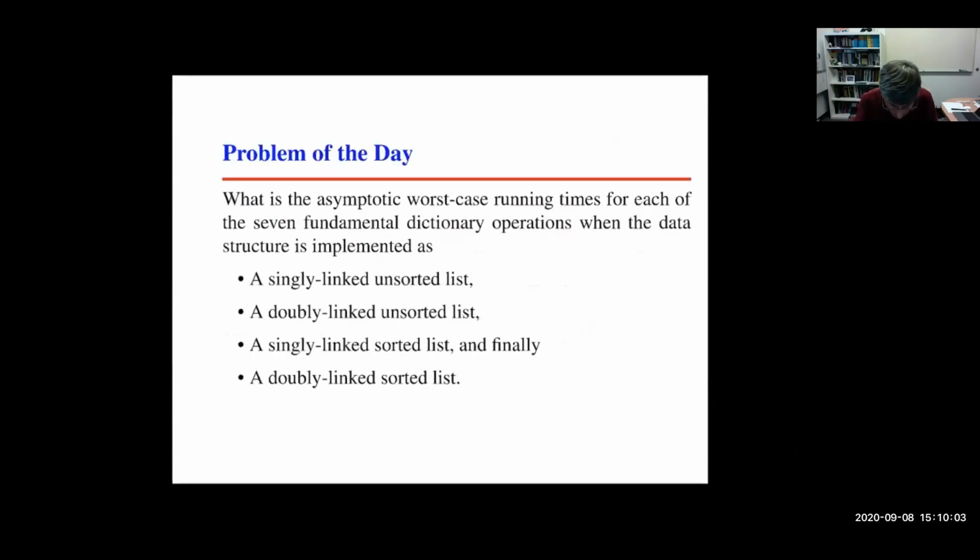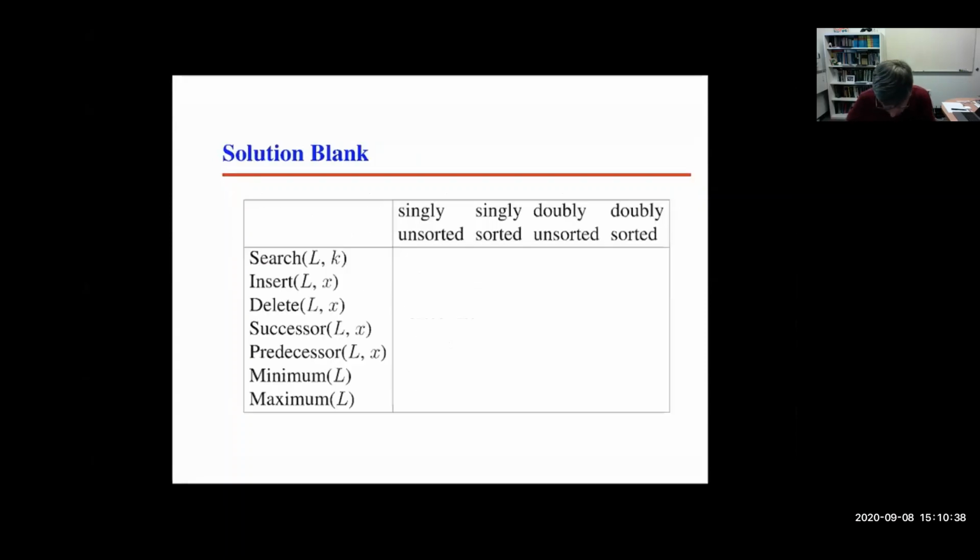Okay, now what is the problem of the day? Problem of the day says I want an implementation of those 7 dictionary operations. I don't know if it was 7 or 6, something like that, number of dictionary operations. But I want to use as my underlying data structure either a doubly linked or singly linked list that's kept unsorted, or one singly or doubly linked that are sorted. So there are 4 different implementations, 7 different operations. It does look like 7. Okay. What is the running time of me doing this? I want to now know the big O complexity of all these operations on those underlying data structures.